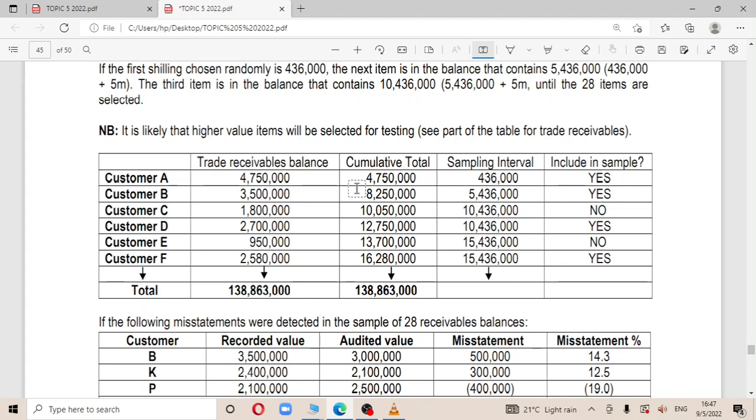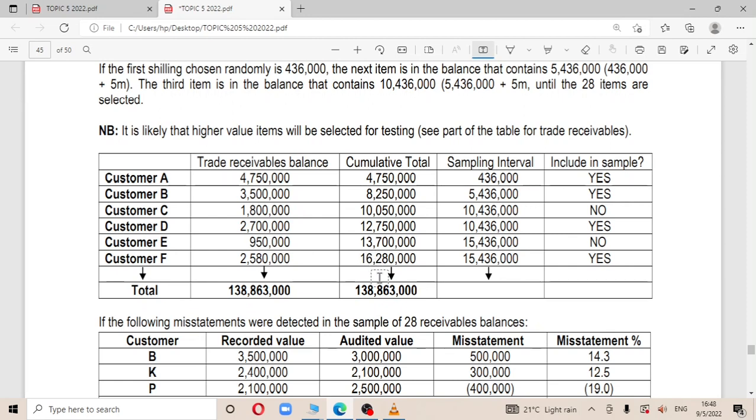So like this, the first receivable has 4.7. You accumulate it. You add 4.7, it becomes the first amount here. Then you add the 3.5, you get 8.2. You add the 1.8, you get 10.05. You add 2.7, you get 12. You add 950, you get 13. You add 2.5, you get 16. This is how you have accumulated them, like this.